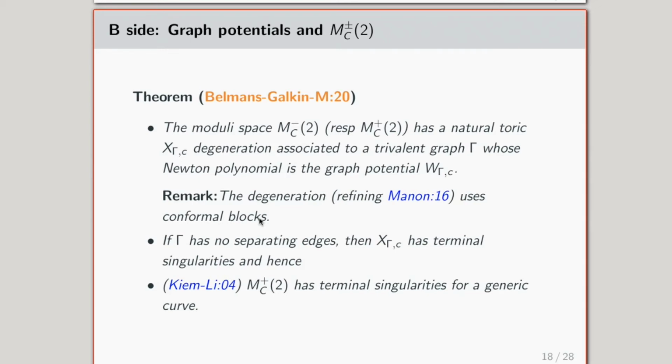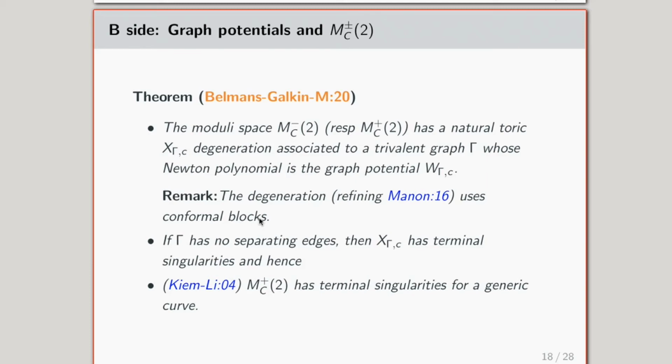Then we prove some results on the singularities, saying that if gamma has no separating edges, where a separating edge means that if you remove that particular edge, the graph becomes disconnected. So in genus 2, of those two examples of trivalent graphs, there's only one with a separating edge, the one that looks like a dumbbell, but the other one, the one that looks like a theta, is not separating. So if that graph has no separating edges, then we prove that the toric variety which constructs the degeneration of the moduli space has terminal singularities. Terminality is a very important property. We will use this property quite a lot. And actually, this is not only for MC minus. This is also true for MC plus.